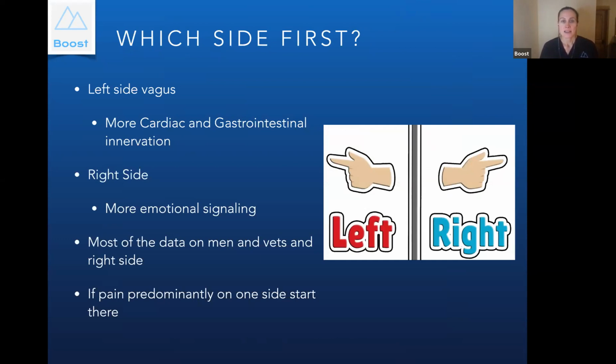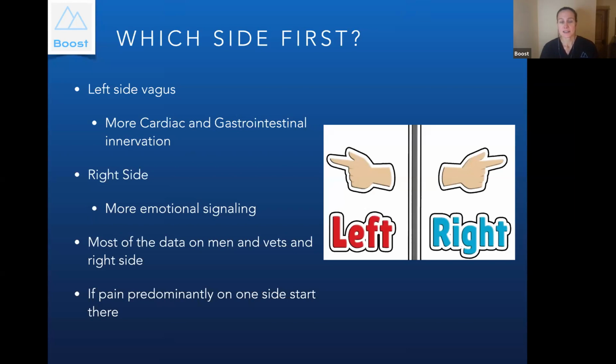Now, that being said, the vagus nerve on the left side is more cardiac and GI innervation. So if you're struggling with perhaps something like POTS syndrome after COVID, or chronic GI issues, irritable bowel syndrome, leaky gut, any GI issues, I'll probably start with the left side first. With the right side, if you're struggling with emotional lability, feel like you get angry or irritated or upset really easily, probably good to start with the right side first.